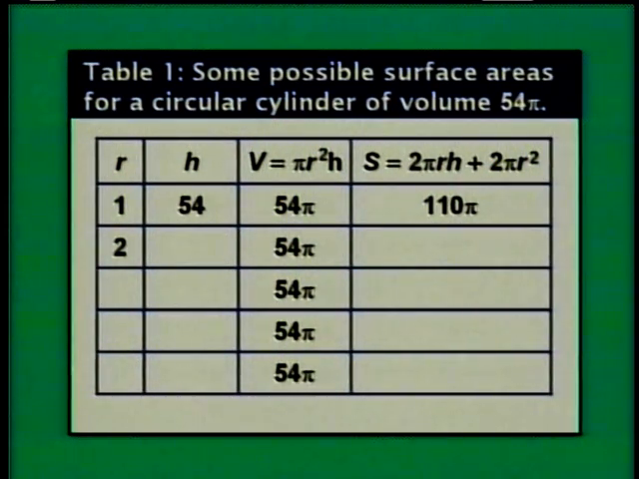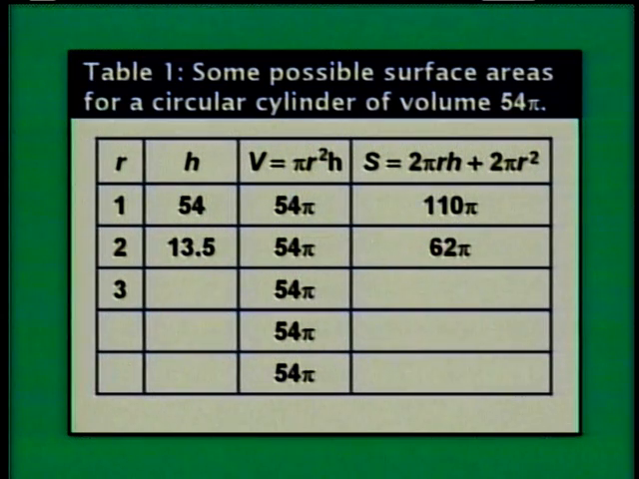Next I'm going to look at a radius of 2. If the radius is 2, again looking at my formula, pi times the radius squared times the height gives me the volume. 2 squared is 4, so I've got pi times 4 times h has to equal 54 pi. So I just need to decide what do I need to multiply by 4 to get 54. That number is 13.5. The surface area turns out to be 62 pi.